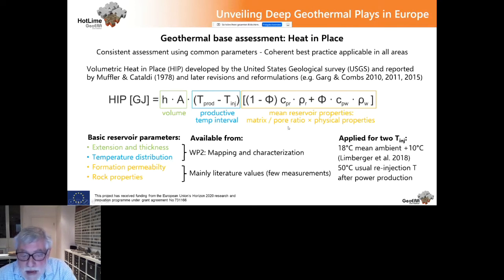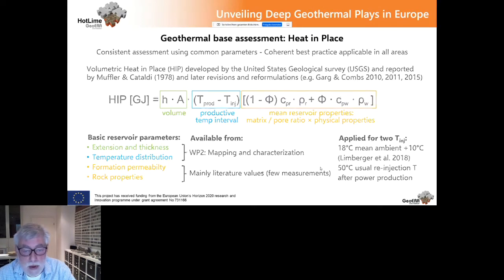And then we have to know anything about the mean reservoir properties, which are mainly the permeability and the physical properties. The latter one, we had to use mainly literature values because there are only very few measurements of the area itself. And we applied this method for 2 different reinjection temperatures. One is the 18 degree, which is the ambient temperature plus 10 degrees. That's an approach from Limburger, which he used worldwide, and 50 degrees, which is the usual reinjection temperature after power production.